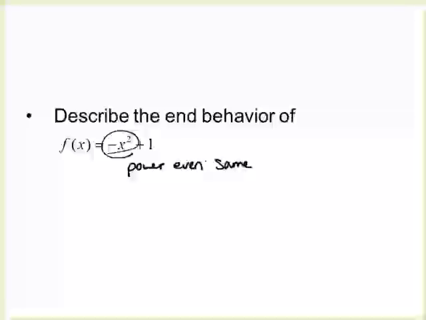Then we look at the sign in front of that term. The sign in front of that term is negative. That tells us about what the right side does. So the right side is going to go downward. What's the left side going to do? Go down because they're doing the same thing.